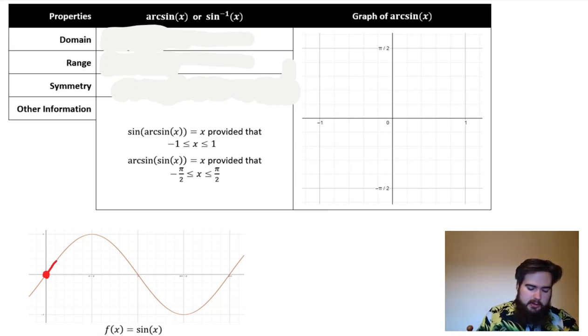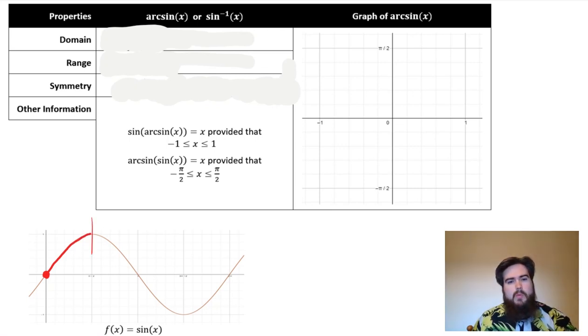If I draw along this curve, so far so good. But once I get up to this point up here, where x is equal to pi over 2, if I were to go any further from here, then what I'm going to have is going to fail the horizontal line test. So I cannot go beyond that point of pi over 2. This portion of the curve would pass the horizontal line test.